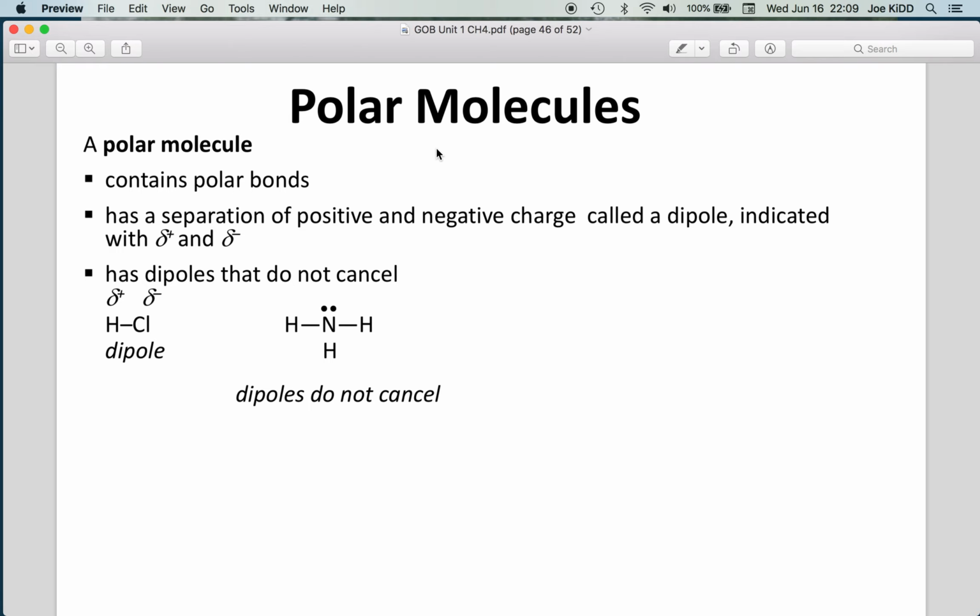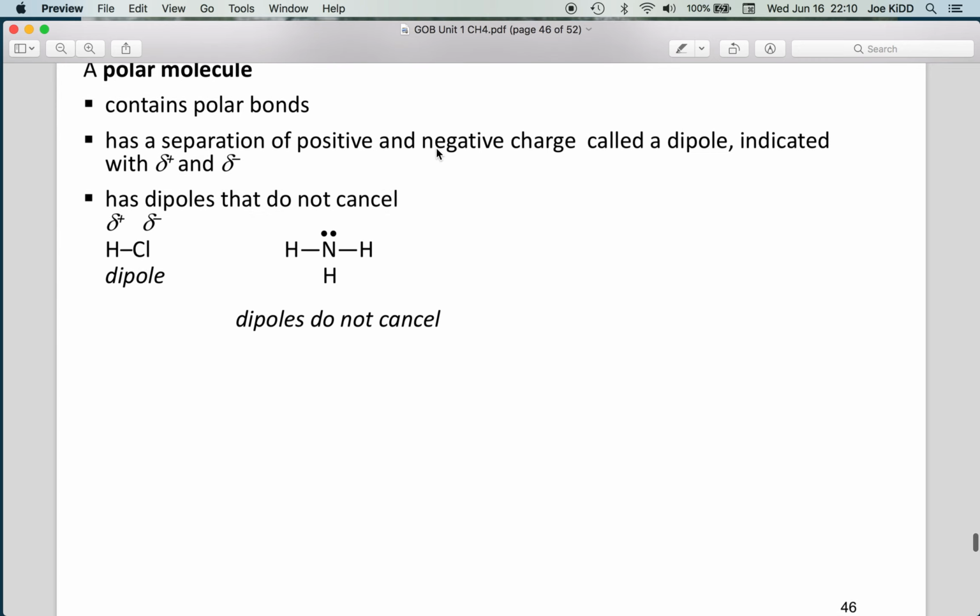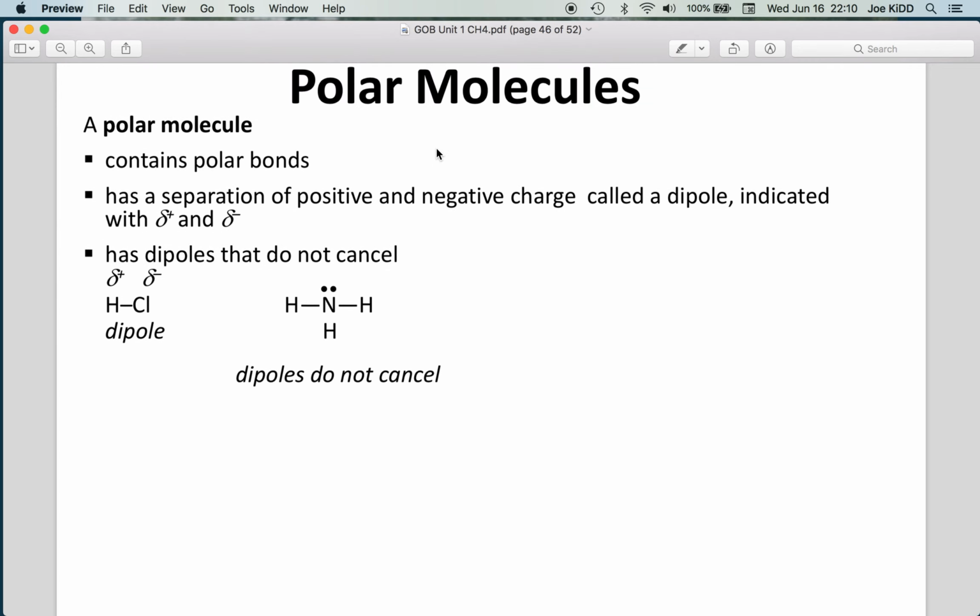Sometimes we will have molecules that have polar bonds, but overall those polar bonds are arranged in such a way that they cancel each other out, making the overall molecule not polar. And that will be really, really important when we start getting into Unit 2 and start talking about reactions that can occur.